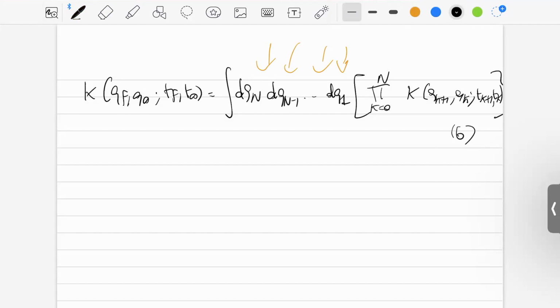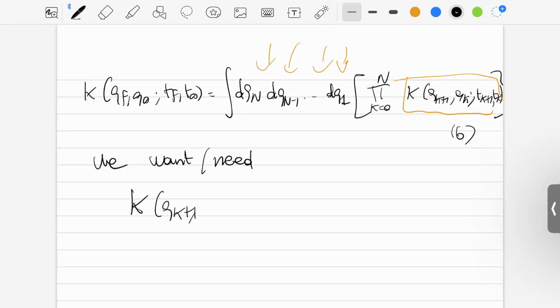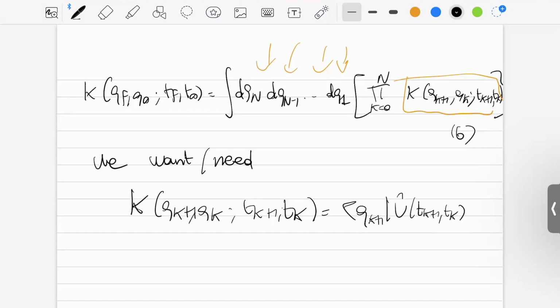So now we have to compute this object, the propagator for each small interval. So we need this propagator, the matrix element of U of tk plus 1, tk. So we want that.